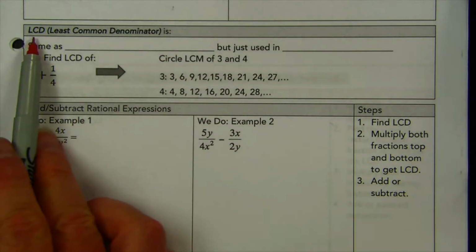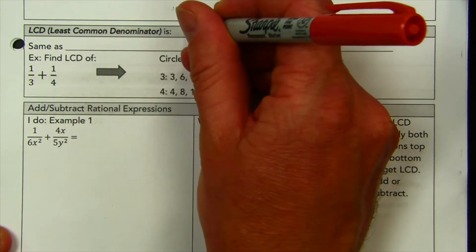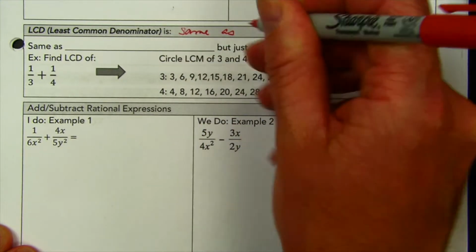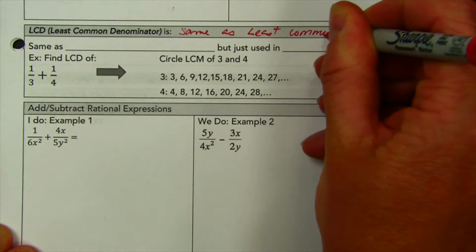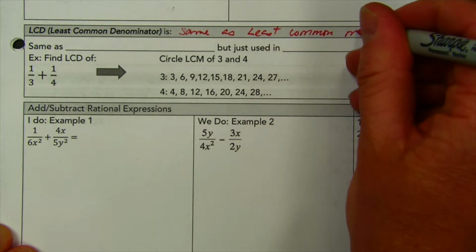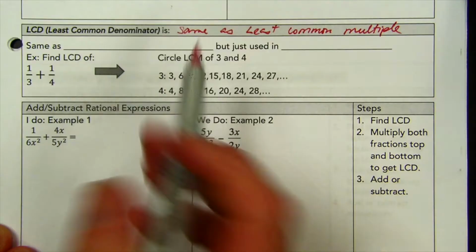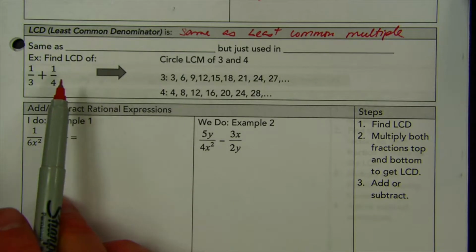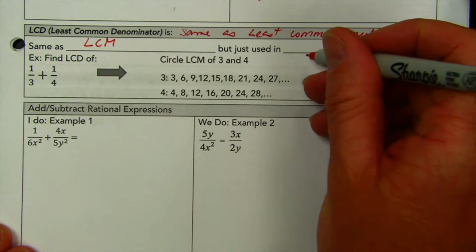Let's talk about LCD, least common denominator. All right, basically the LCD is the same as the least common multiple. So LCD is the same as the least common multiple. Again, multiples are these guys. All right, so same as LCM. So we're right here, but just using fractions.